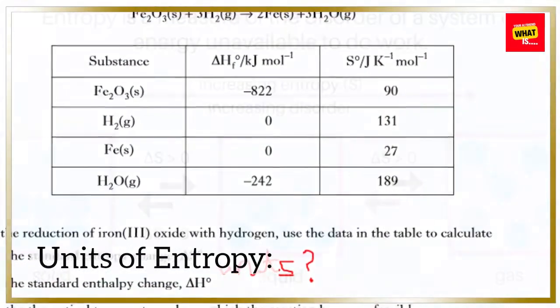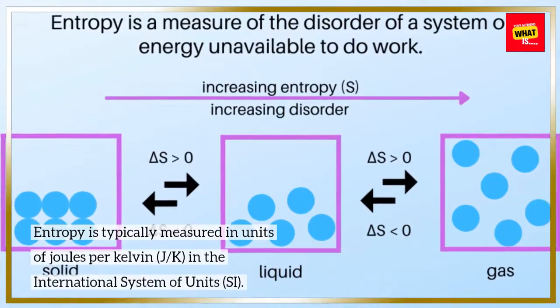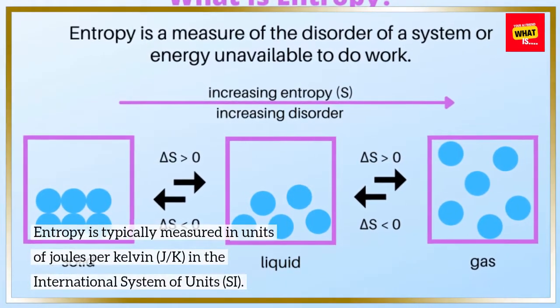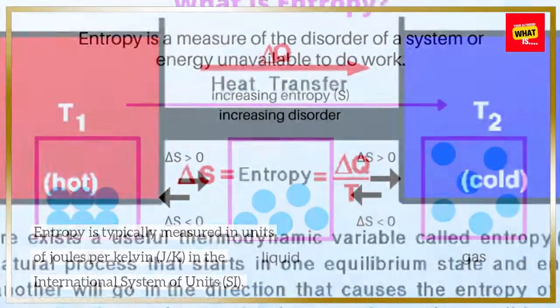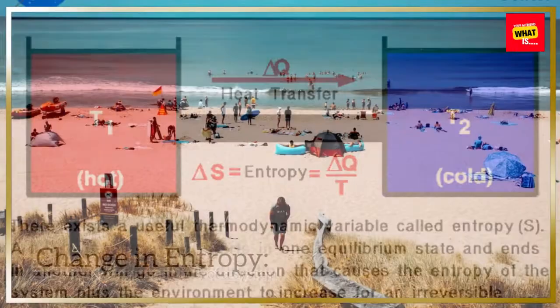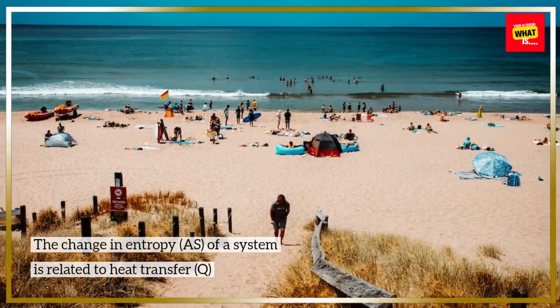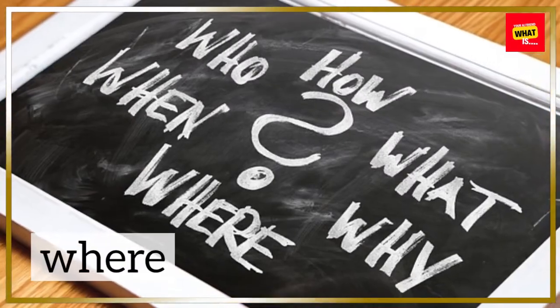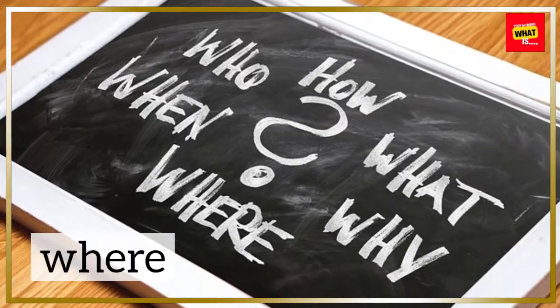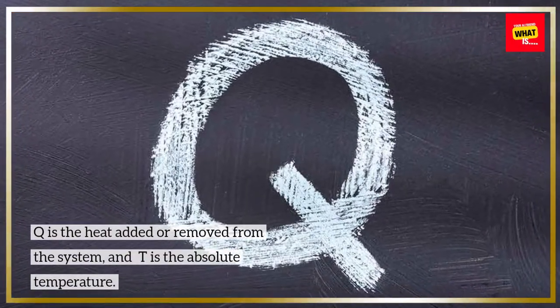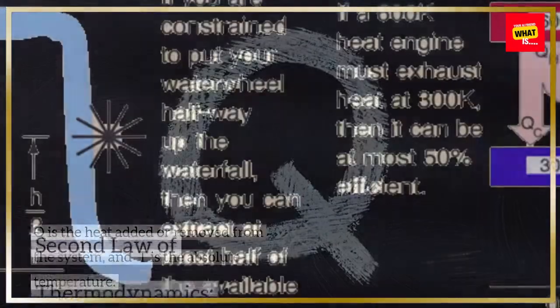Units of entropy. Entropy is typically measured in units of joules per Kelvin, J/K, in the International System of Units, SI. Change in entropy. The change in entropy, ΔS, of a system is related to heat transfer, Q, and temperature, T, where Q is the heat added or removed from the system, and T is the absolute temperature.